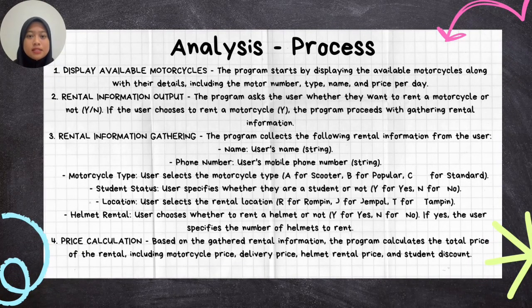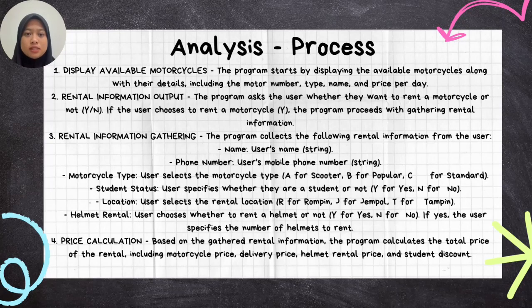Next is the analysis of the process. There are 9 processes in the code. Firstly, the process to display available motorcycles. The program starts by displaying the available motorcycles along with the details including the motor number, motor type, motor name, and price per day. For this, we use a statement in the code.